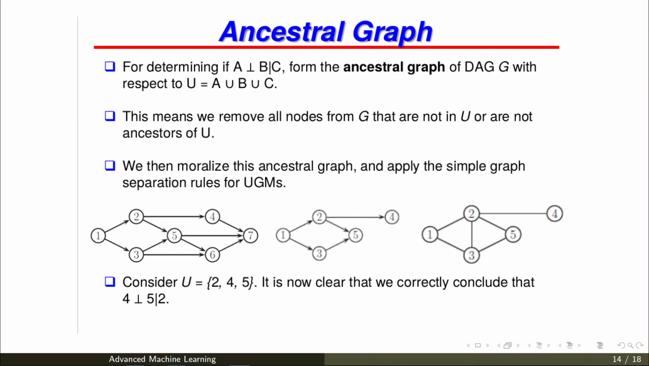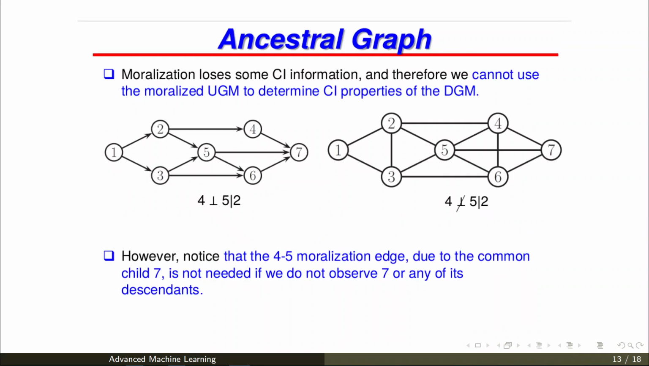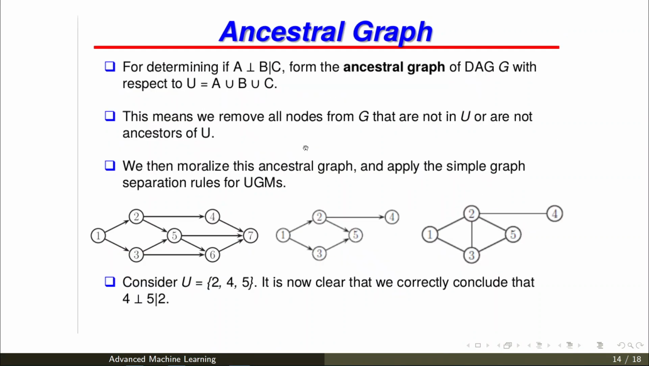So for that, what we do is, if you want to prove the conditional independence, say A is independent of B given C, then you form what we call the ancestral graph. So start with a directed graph which contains only A, B, and C, nothing else. From the previous graph you can just remove 6 and 7. That is not required now.